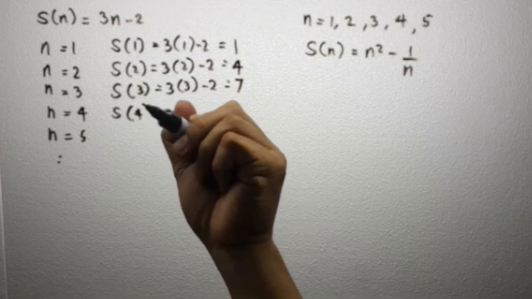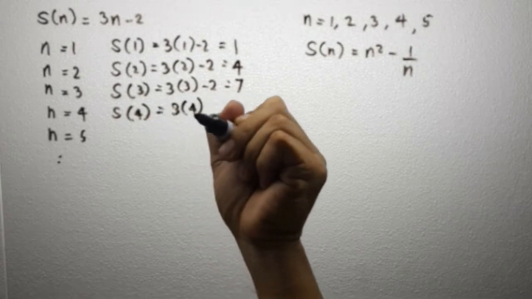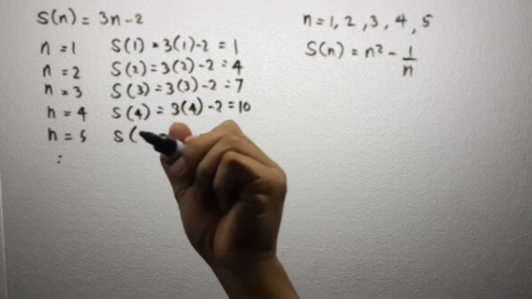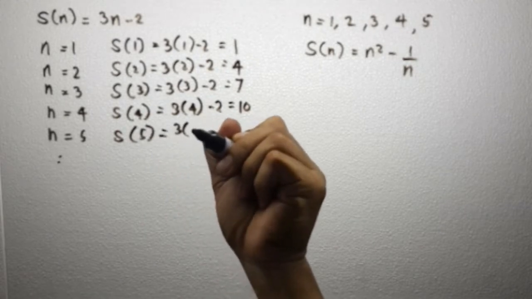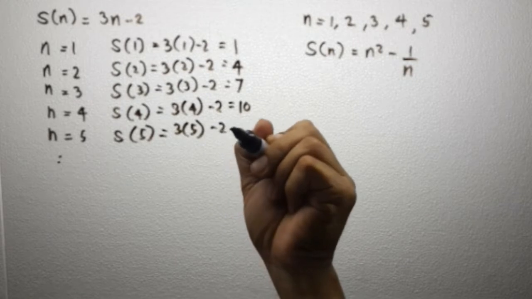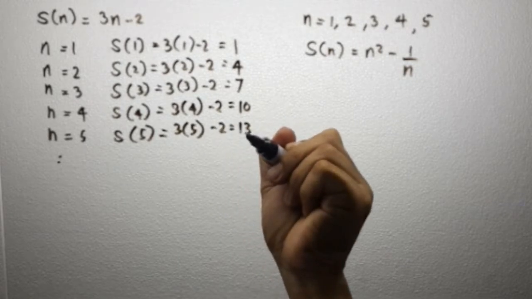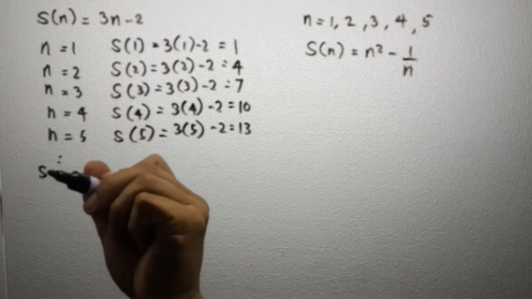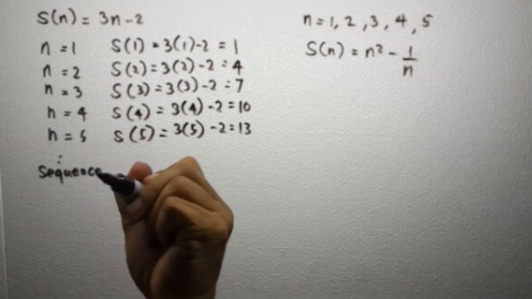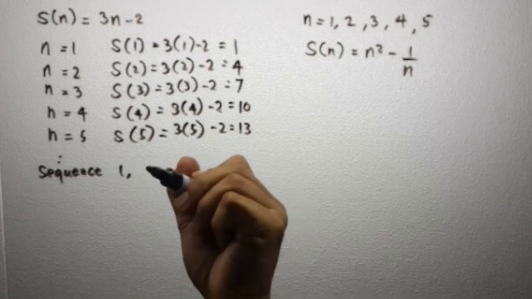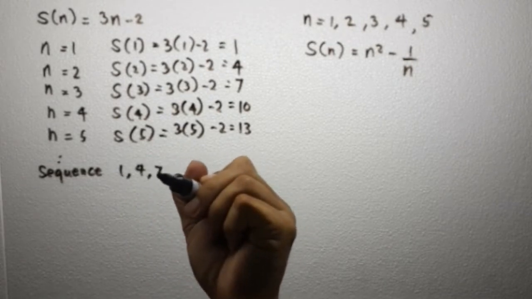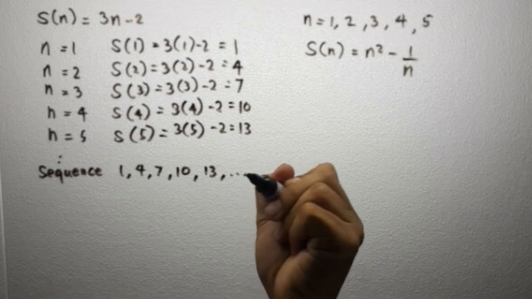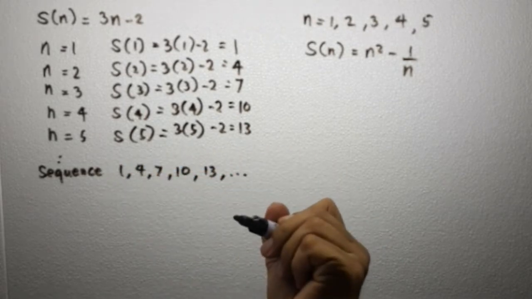If n equals 4, 3 times 4 minus 2. 3 times 4 equals 12, minus 2 equals 10. If n equals 5, that is 3 times 5 minus 2, 15 minus 2 equals 13. Okay? So the sequence is 1, 4, 7, 10, 13, and so on, because this is an infinite sequence.